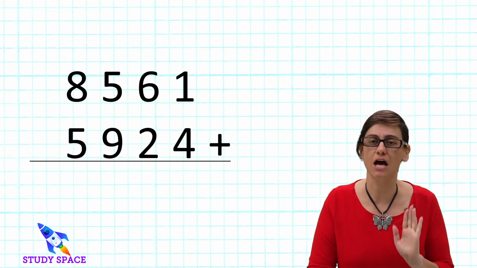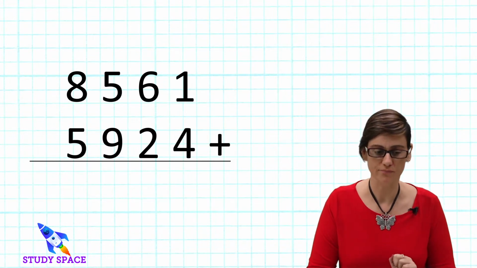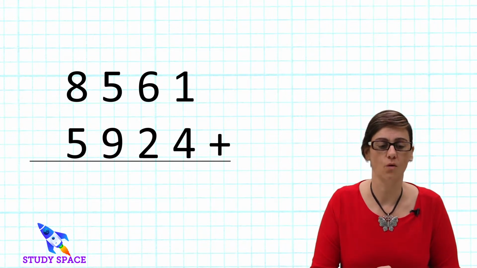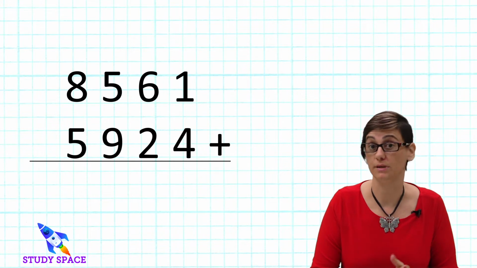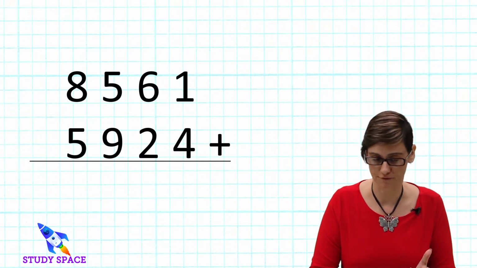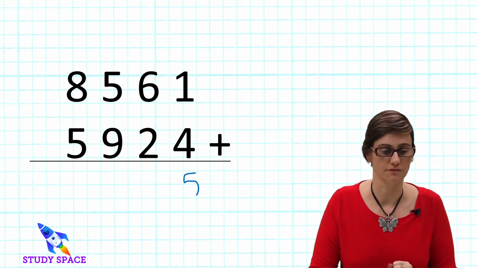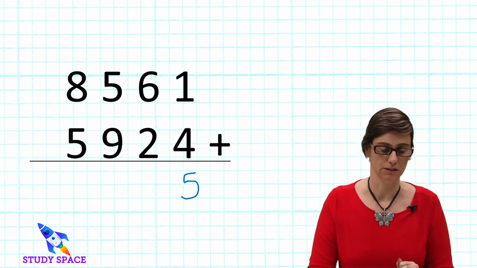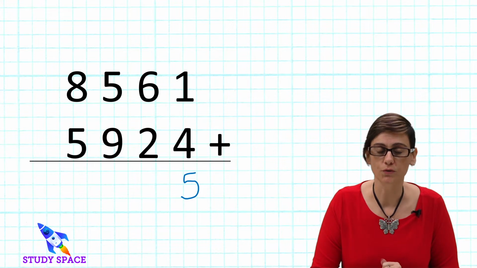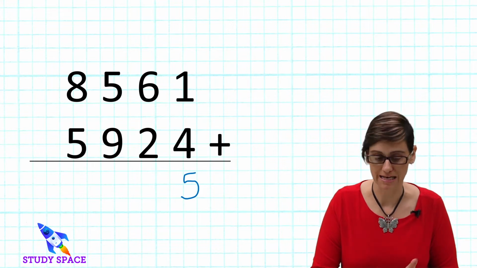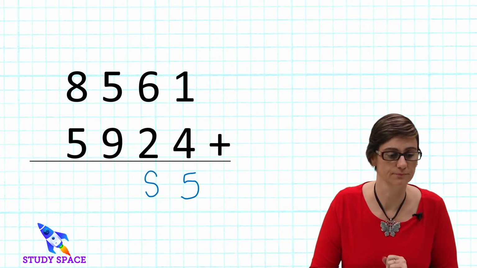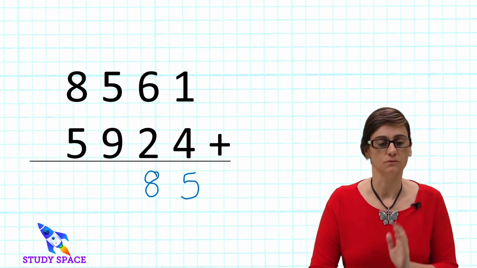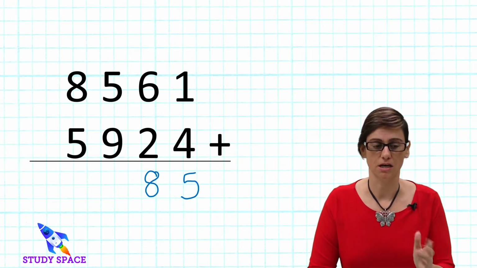Okay, so dealing with only one column at a time. So our ones column has 4 plus 1, or 1 plus 4, which is 5. So we'll put our 5 down. We've dealt with the ones. Let's go to the tens column now. So we've got 6 plus 2, which is 8. So we'll put the 8 down. Now we've dealt with the tens. Let's go to the hundreds.